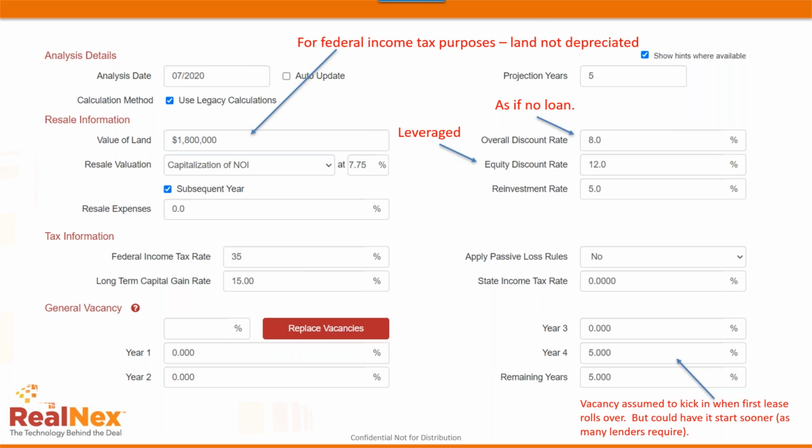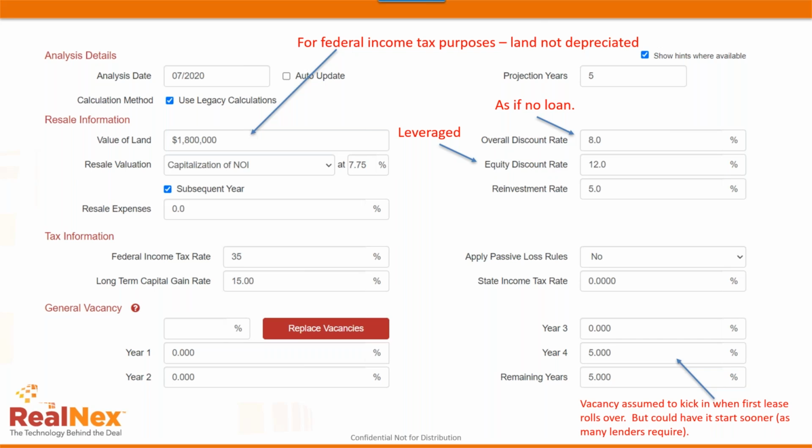Then we have our discount rates on the right-hand side. Again, our holding period, I used 5 years here just because that kind of fits nicely on the computer screen. But 10 years is probably what you'd see most often. Then we have our discount rate that I've talked a lot about, 8% here. Our equity discount rate, which is going to discount the cash flows if you have a loan, that's at 12 because it's higher risk. You'd expect a higher return.